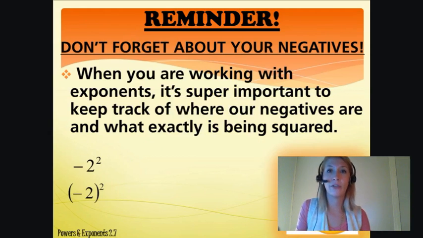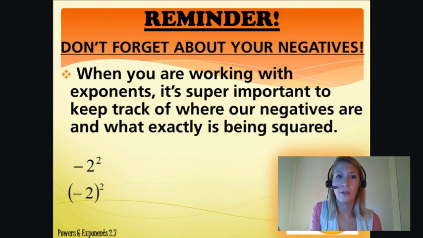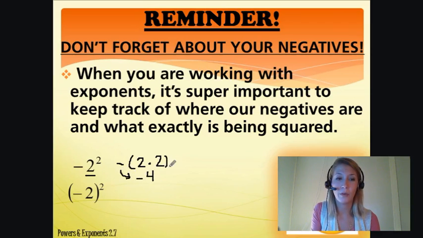Another thing that I want to make sure that you guys remember is to not forget about your negatives. So when you're working with exponents, it's super important to keep track of where your negatives are and what exactly is being squared. So these two examples look very similar. But in this problem, the value of 2 is our base. So we would rewrite this using repeated multiplication as 2 times 2, which is 4, and then we tack on our negative symbol. So negative 2 squared without any parentheses is equal to negative 4.